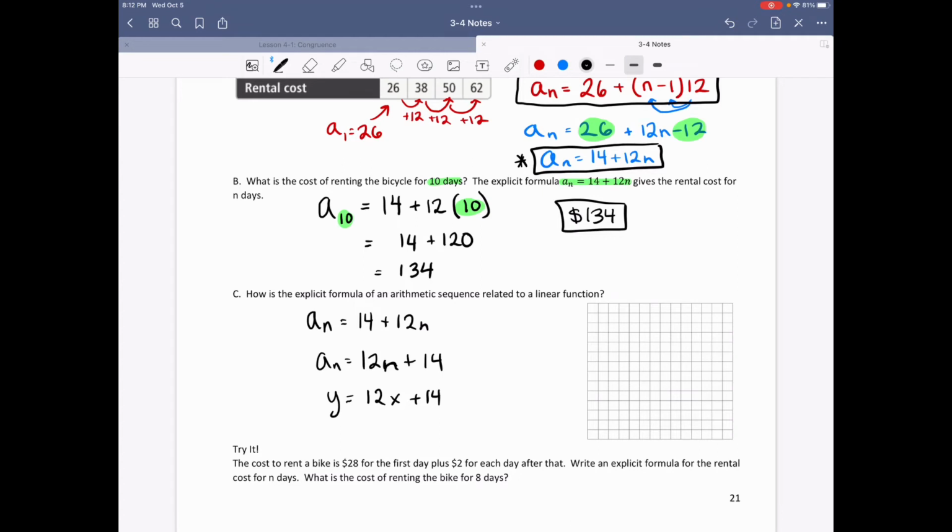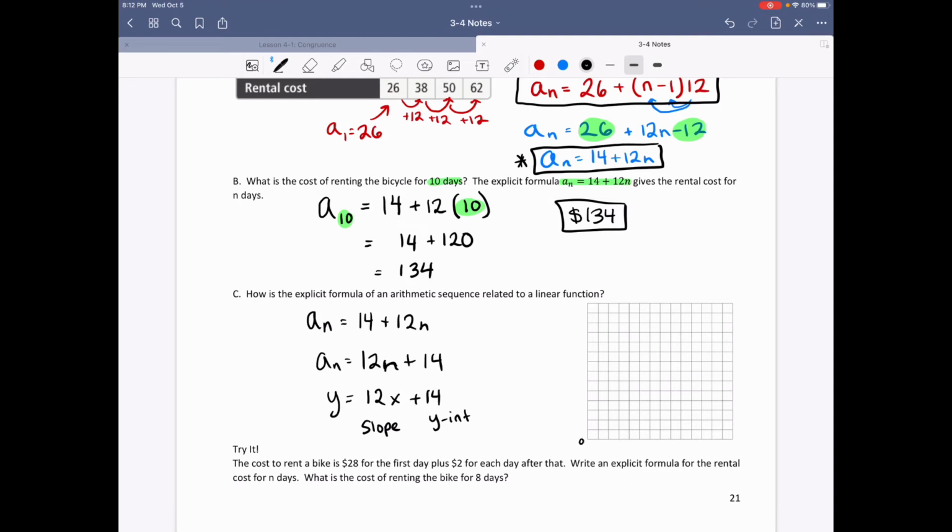And now we have a slope and we have a y-intercept. And we can graph that over here on our graph as a linear function. So if I need 14 as my y-intercept, then I should probably count by maybe 20s because I'm going up 12 each time.